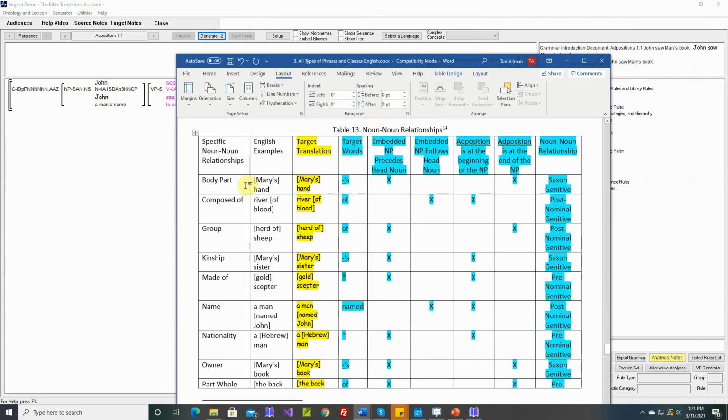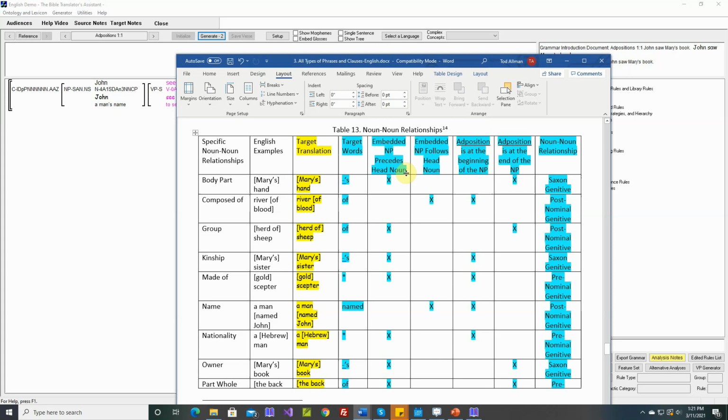And I'd like to make a comment here. Okay, so here are all of the specific noun-noun relationships that we just talked about. Body part, composed of, group, kinship, made of, etc. Generic genitive isn't here. This is for the specific noun-noun relationships. And we do several things here. We provide a target word or a target affix, like here apostrophe s. So we provide a target word.